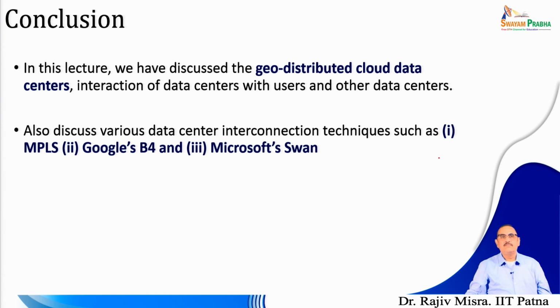So, in conclusion, in this lecture we have discussed geo distributed cloud data centers, and the interaction of data centers with the user and other data centers. We have also shown that various data center internetworking requires the design of software defined wide area network techniques. We have also covered the techniques in the traditional wide area network, that is MPLS, then Google's B4 way of designing the wide area network using software defined networking, and Microsoft SWAN optimization of traffic engineering, which we have seen in this particular slide.